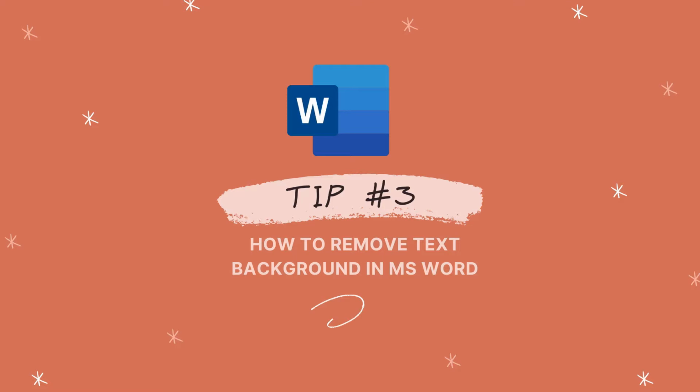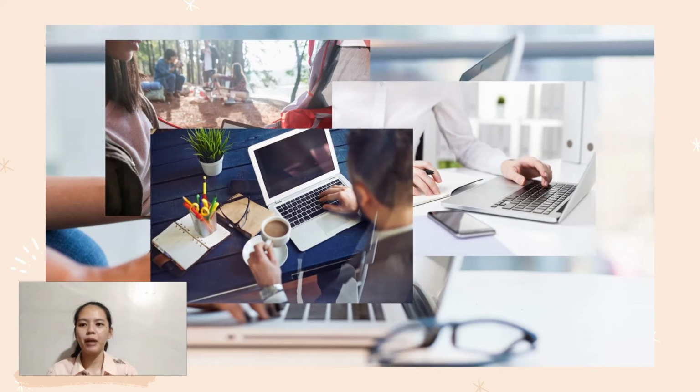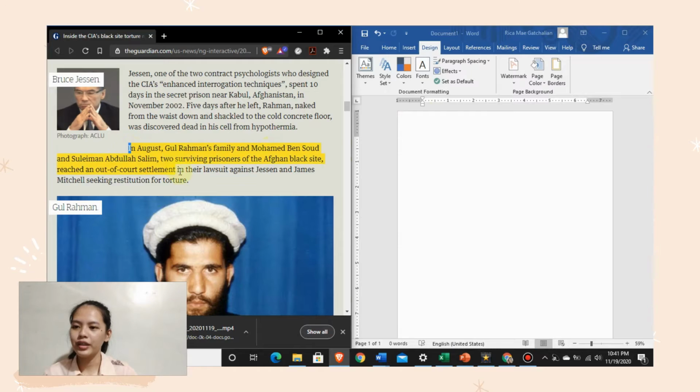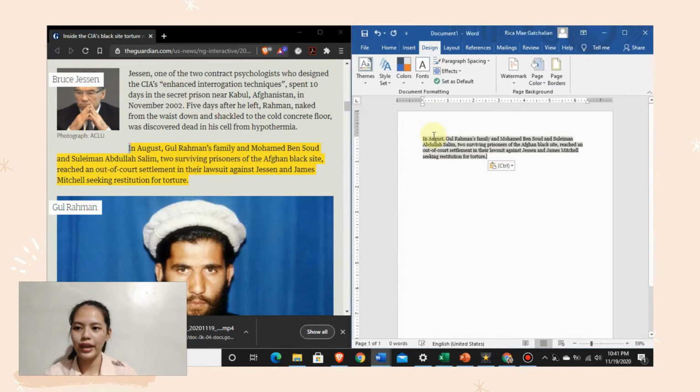Tip number 3, moving on to save our time from transcribing documents, copy-paste has been invented. But sometimes when we copy articles, the text has background colors. To remove this, refrain from using Ctrl and V for pasting. Right-click your cursor. It will show paste options where you select keep text only.